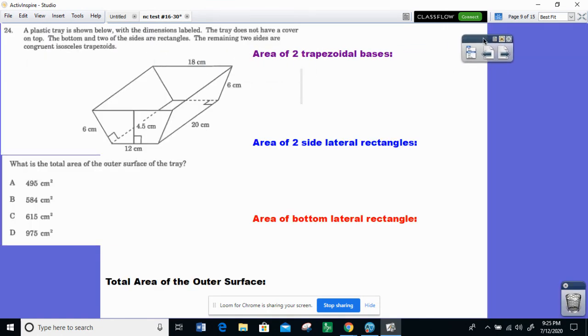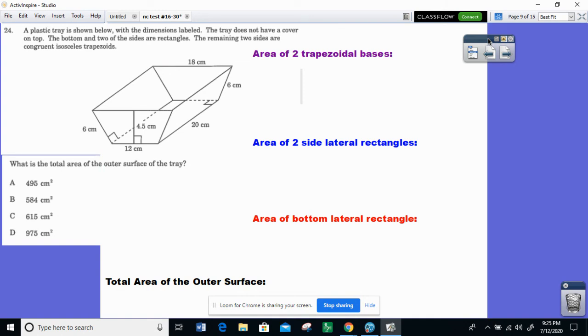All right, number 24. A plastic tray is shown above with the dimensions labeled. The tray does not have a cover on top. The bottom and 2 of the sides are rectangles. The remaining 2 sides are congruent isosceles trapezoids. What is the total area of the outer surface of the tray?